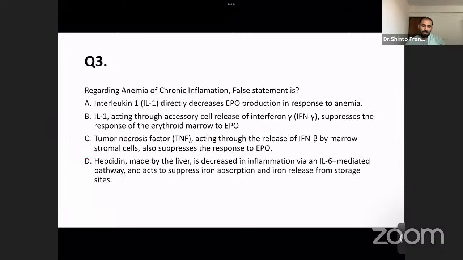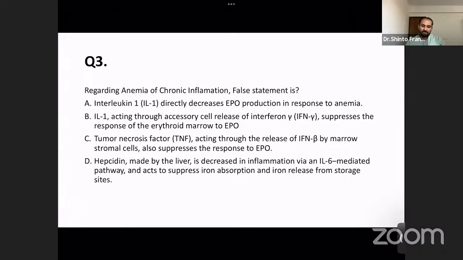Moving on to the third question, again a very important related topic, anemia of chronic inflammation, and the false statement. Anemia of chronic inflammation is otherwise called anemia of chronic disease. In CKD or other chronic infections, there is an anemia more related to iron trapping inside the reticuloendothelial cells. Interleukin 1 directly decreases EPO production.